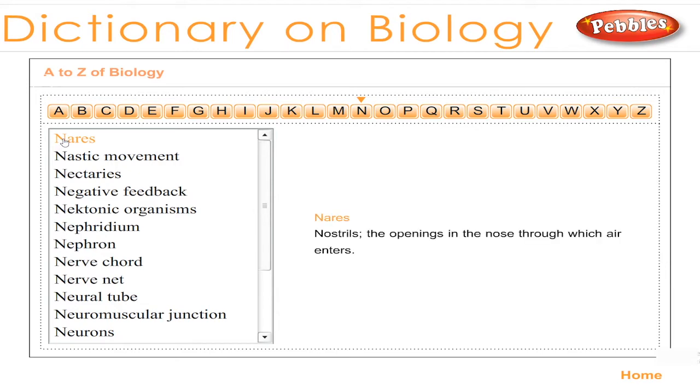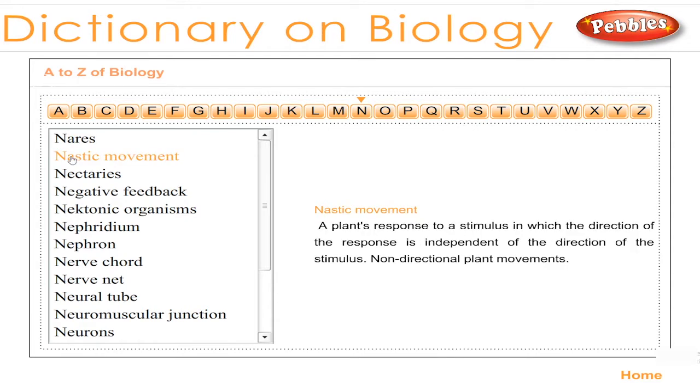Nares, nostrils, the opening in the nose through which air enters. Nastic movement, a plant's response to a stimulus in which the direction of the response is independent of the direction of the stimulus. Non-directional plant movements.